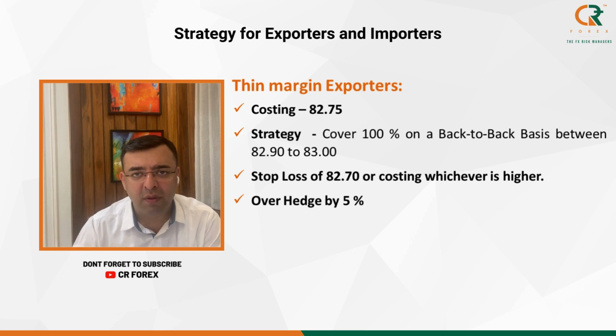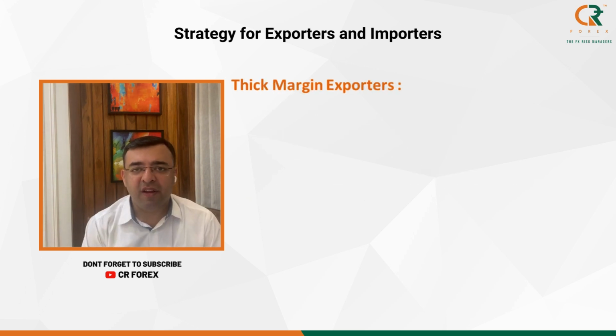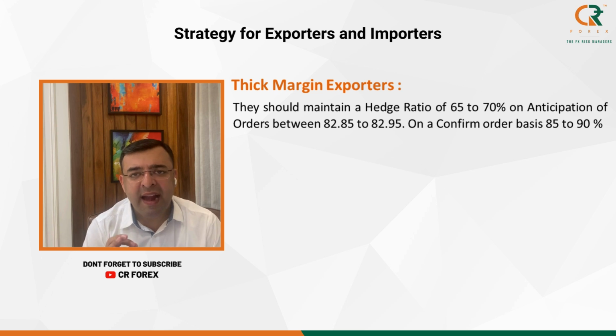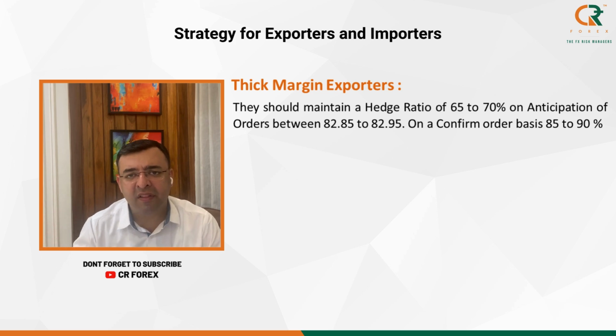Now let us discuss strategy for thick margin exporters like textile, engineering or pharma exporters. If someone is hedging on an anticipation basis, they should keep a hedge ratio between 65 to 70%. If someone is booking based on confirmed orders, they should keep a hedge ratio of 85 to 90%. In order to maintain that hedge ratio, they can sell between 82.85 से लेके 83 के बीच में.